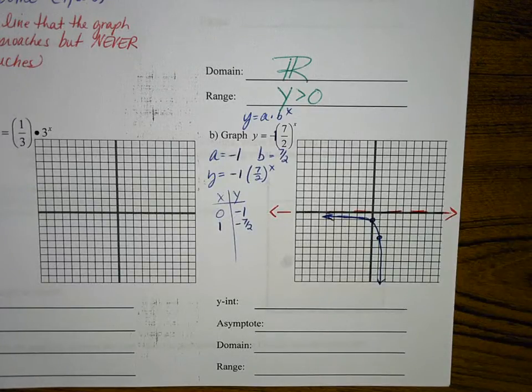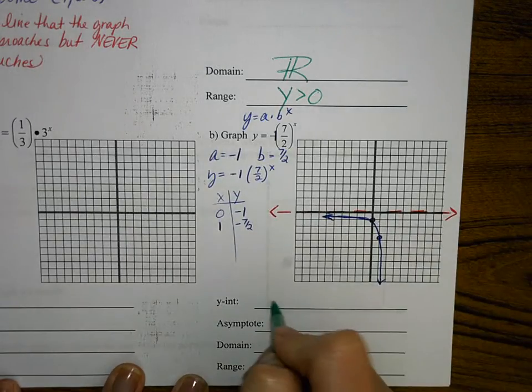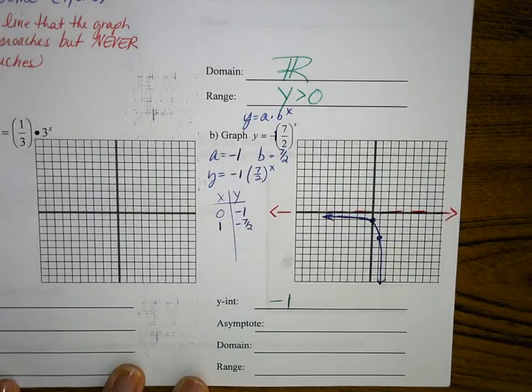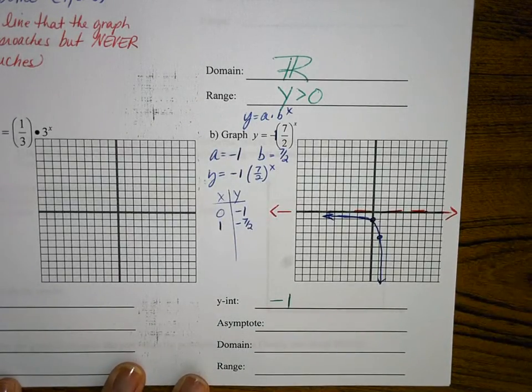Okay, so looking at this, Ben M, what's my y-intercept? -1, absolutely. It crosses the y-axis at -1. All right, what's my asymptote, Marissa? And what is another way to write that?